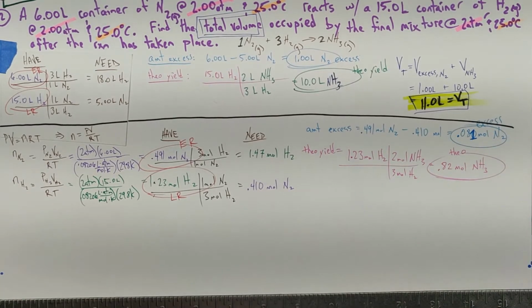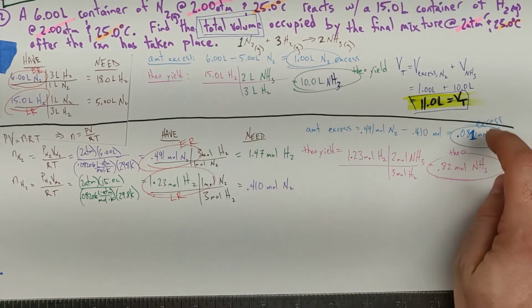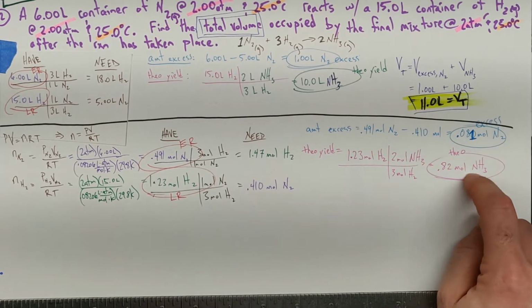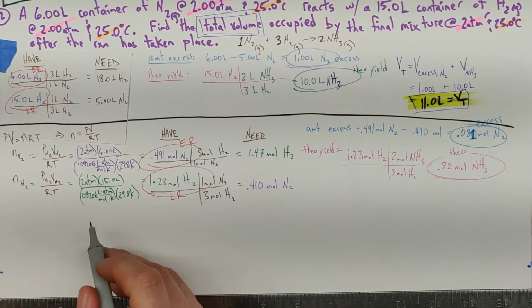Now, we've done moles for yields many times, but in this case, we're asked for a total volume, which means we're going to have to turn these mole amounts into volumes, and we're going to have to do that using PV equals nRT, which is kind of annoying. And if it feels frustrating at this point that we're doing the same stuff over and over, it should feel frustrating because we're doing the same stuff over and over.